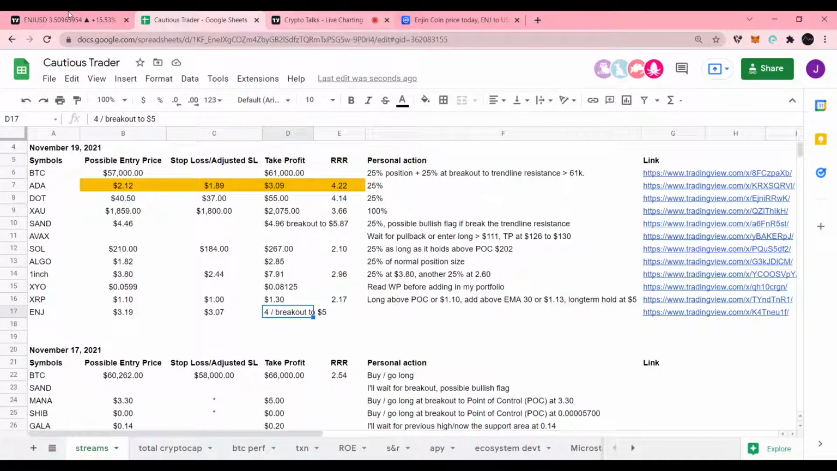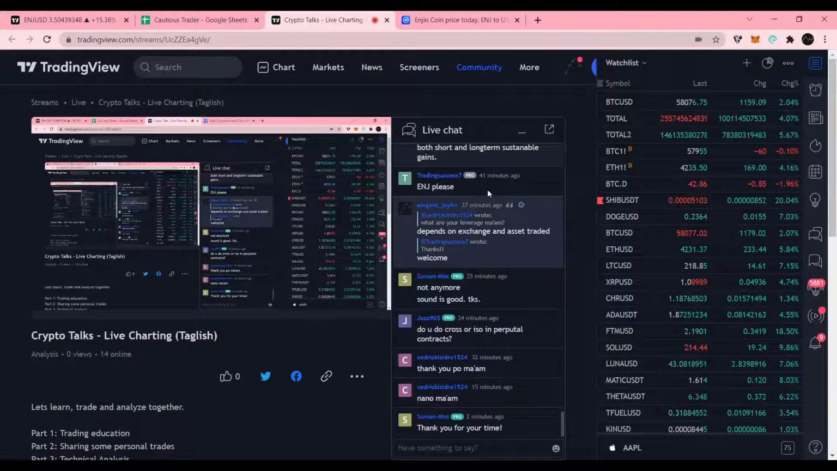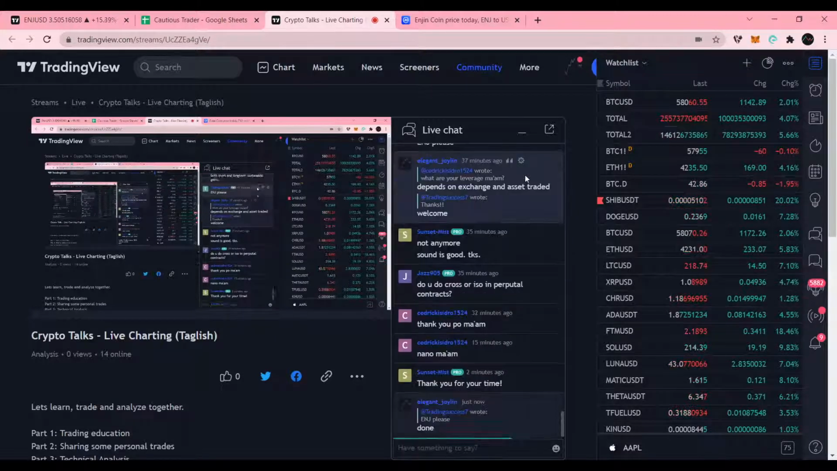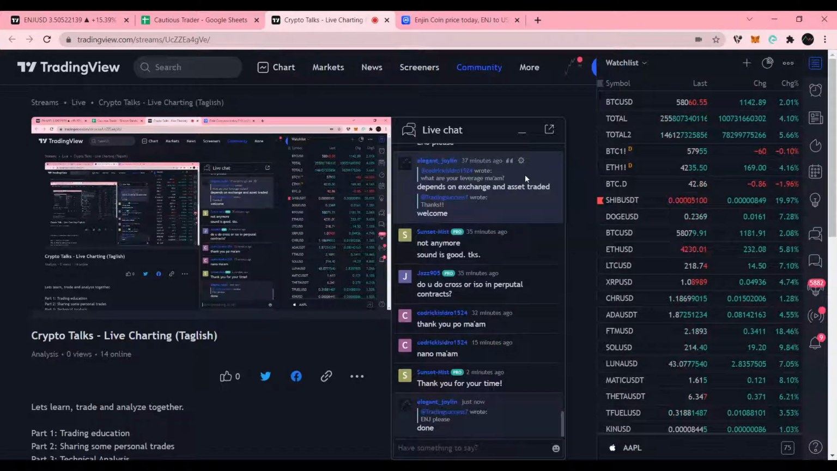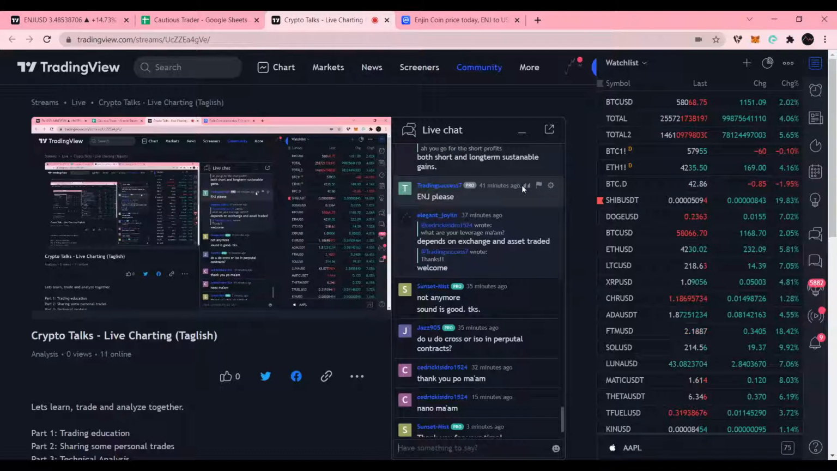Anyways, that's my plan for ENJ. I'm possibly gonna wait a bit. So ENJ done. Though if you want to hold it long term, then just buy, hold, and I don't know if you can stake that one. I don't have ENJ personally. ENJ done, not anymore.